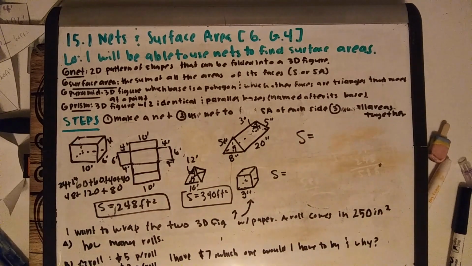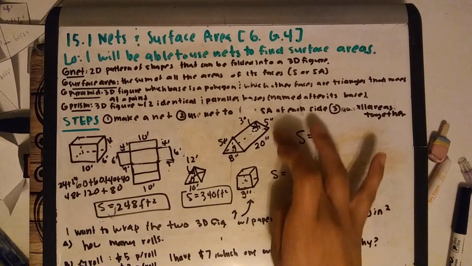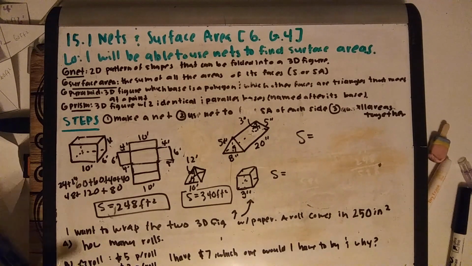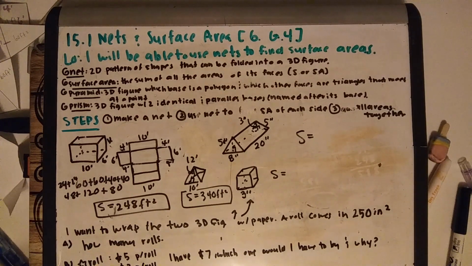Let's do one word problem. If you want to wrap these 2 shapes all around with paper, and rolls come in 250 square inches, how many rolls will you have to buy? Tell me why. And then lastly, if I only have $7 and there's a paper that has stars on it and the other one is plain, the one with the stars is $5 per roll, and the other one is $3. Which one would I have to buy, and why?